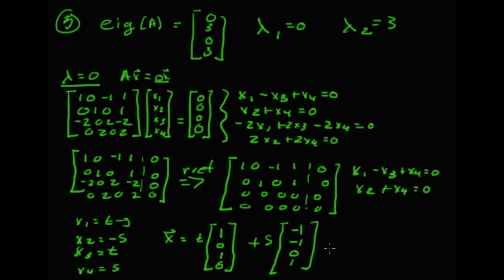All right, so these are linearly independent eigenvectors, and if you think about this, t times [1, 0, 1, 0] is going to give you one eigenvector, s times the other one is going to give me the other linearly independent eigenvector. So I get two eigenvectors. Okay, so let's look at lambda equals 3. So let's pause this.